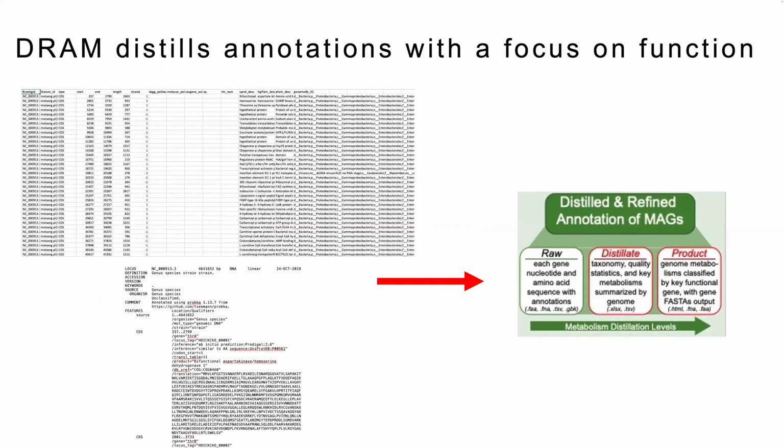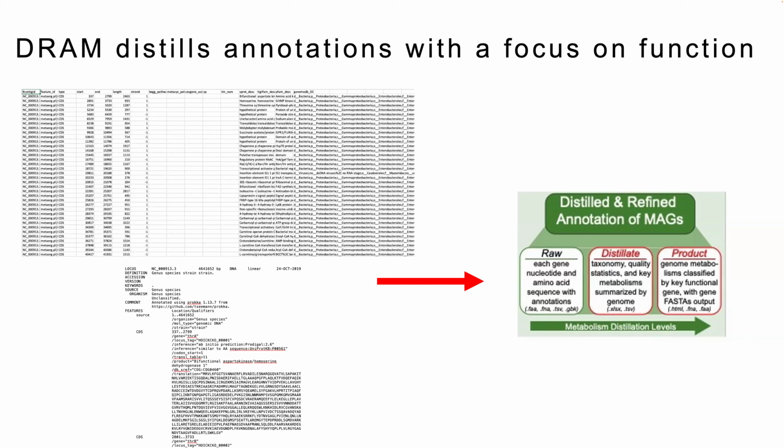Okay, so I've been telling you all why DRAM is an annotator. It does many of the same things as Prokka, but where it is set apart from these other annotators is this part. It gives you the raw annotation, so it gives you every annotation for every gene and every database that it hits to. So that's the raw. And then it also gives you these other two downstream products that are a derivative of this raw.